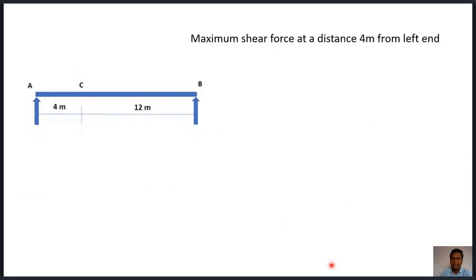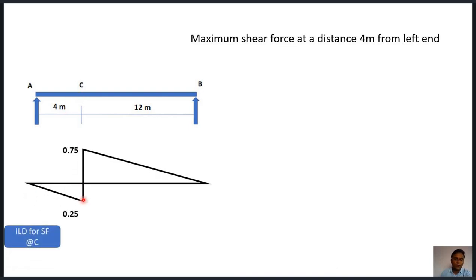Now let us go to the next part, that is maximum shear force at a distance 4 meter from the left end, that is point C. First of all we need to draw the influence line diagram for shear force at C. As we know, it varies from 0 to minus a by L and then from plus b by L to 0. Here a is equal to 4 meter and b is equal to 12 meter in this case. Accordingly you have to find out these two ordinates of this influence line diagram.